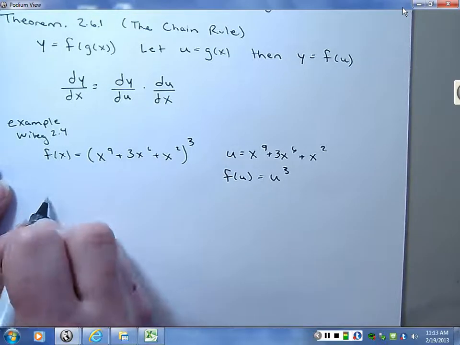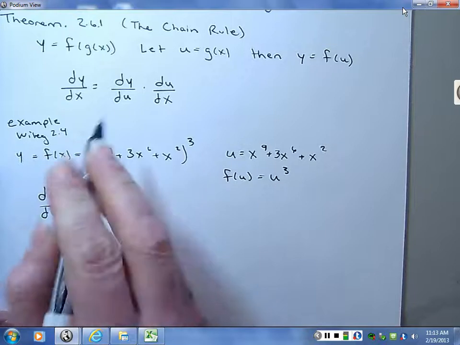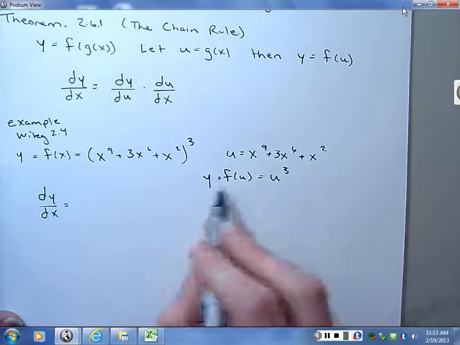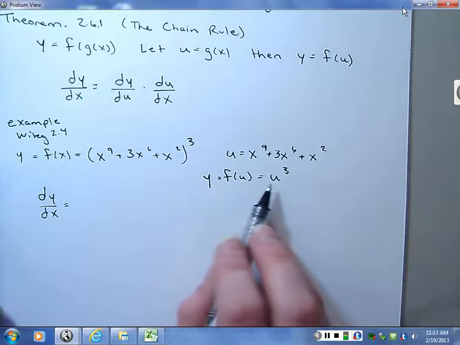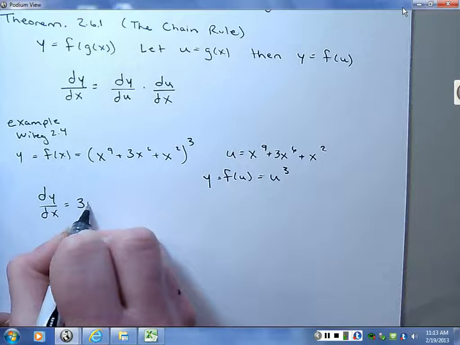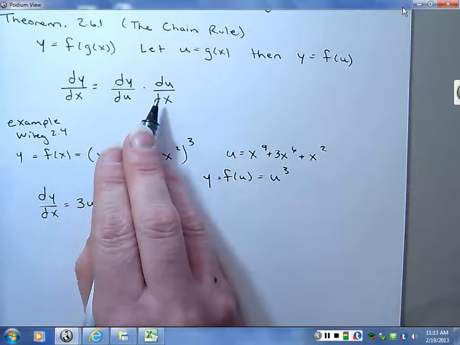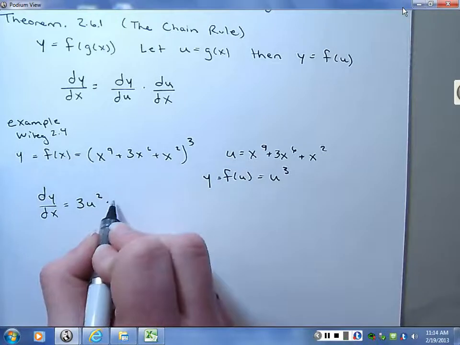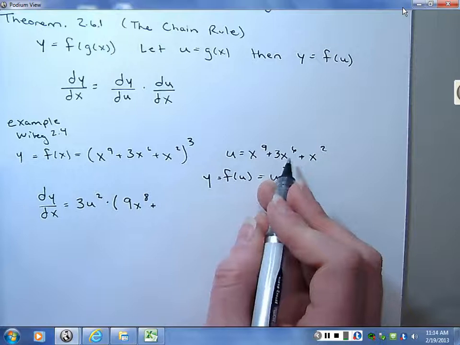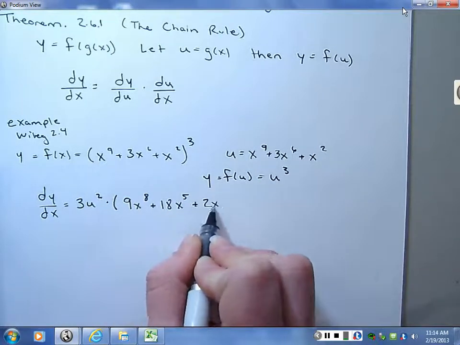If I want to find, we'll call this y, dy dx, I take the derivative of y with respect to u. So this is y as a function of u, and what's the derivative with respect to u? Very good, 3u squared. And I multiply that by the derivative of u with respect to x. What's the derivative of u with respect to x? 9x to the 8th plus 18x to the 5th plus 2x.